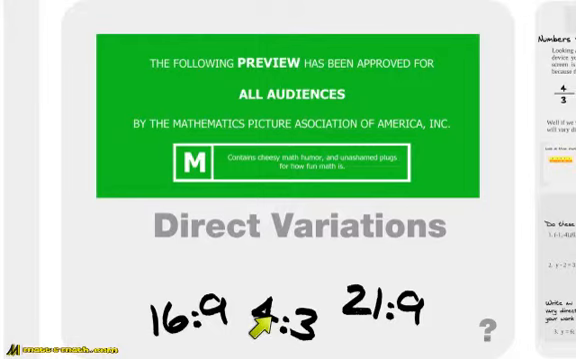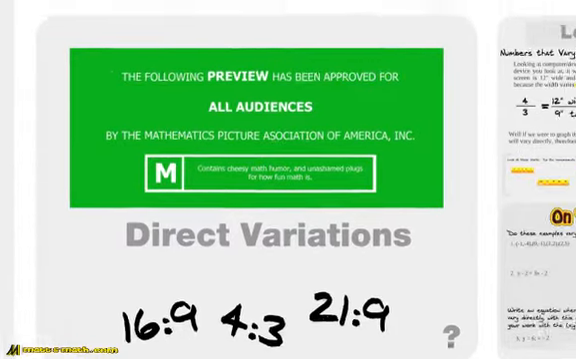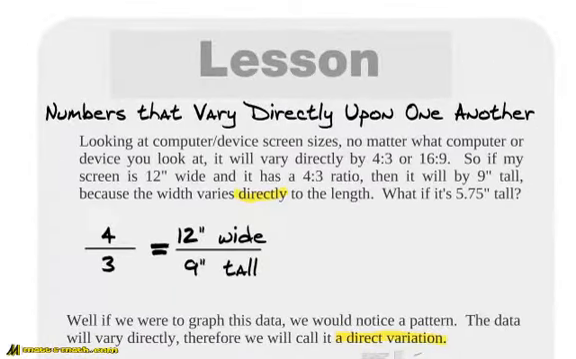Whereas the mobile screens that you might see on certain devices are 4 by 3. And other monitors and things you might be looking at are 16 by 9. Those are direct variations that you might see all over the place. They have to do with a ratio. So if we think about looking at a computer or some sort of device's screen, we can say that it varies directly by a 4 by 3 or a 16 by 9.